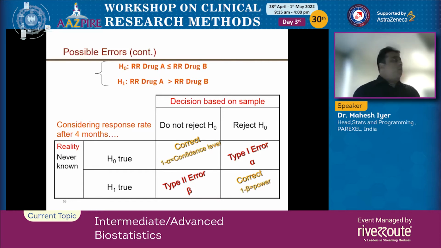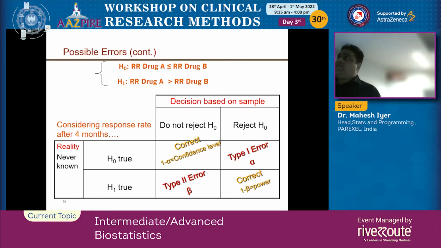And the opposite of that, so basically probability of type 1 error is called alpha, probability of type 2 error is called beta, 1 minus alpha is called your confidence level, 1 minus beta is called your power.